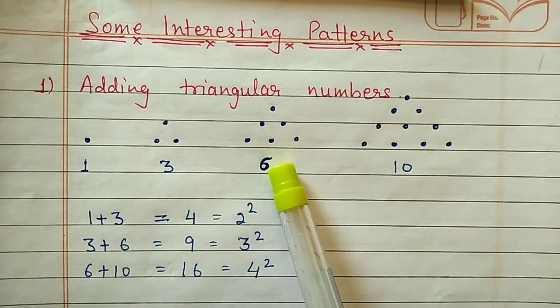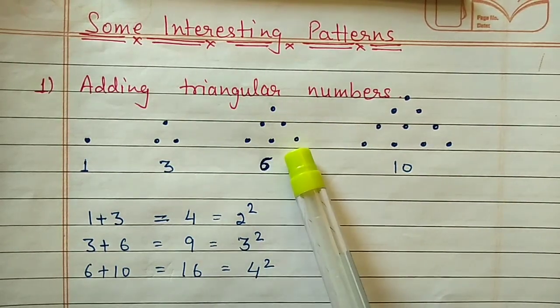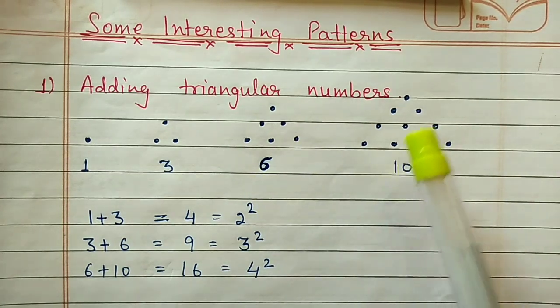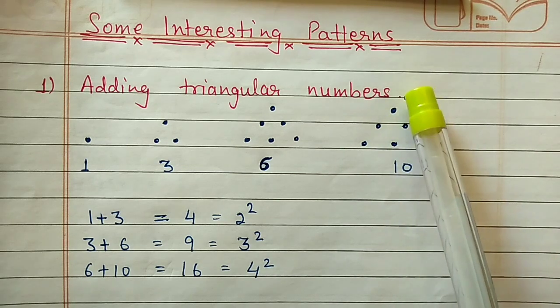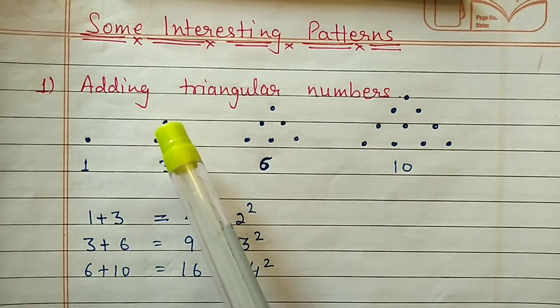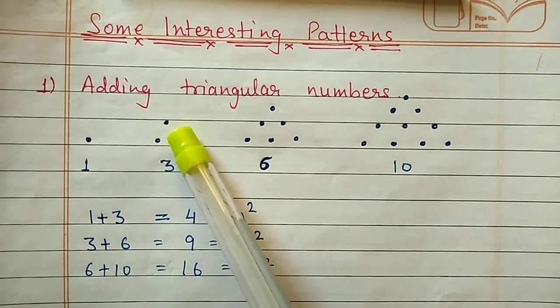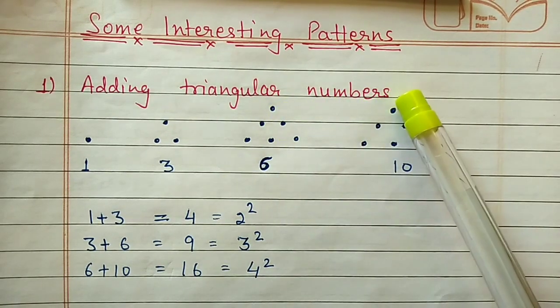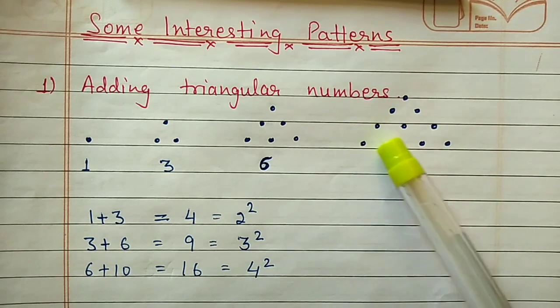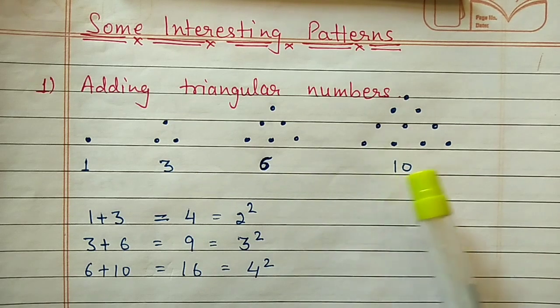Then next is 6. 6 also we can represent as a triangle: 1 dot, then 2 dots and then 3 dots. Next is 10. 10 also we can represent as a triangle: 4 dots, 3 dots, 2 dots and 1 dot. The main thing is that the number of dots on each side should be equal, an equilateral triangle. So these numbers 1, 3, 6, 10 and so on are called triangular numbers.